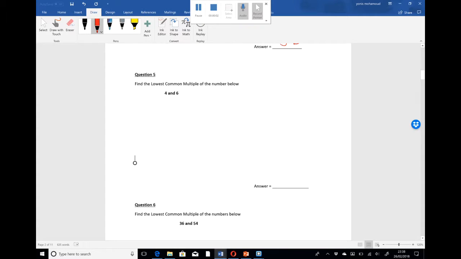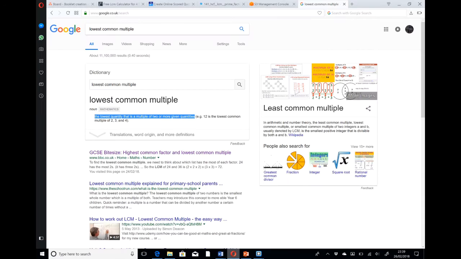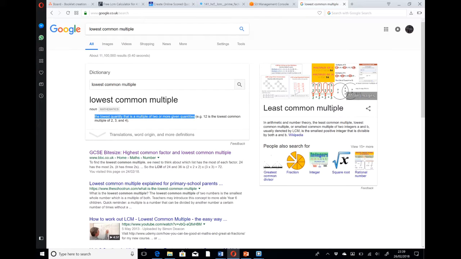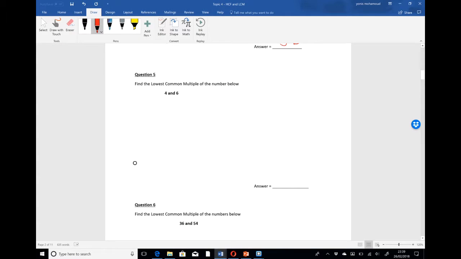Okay, so let's go to question number 5. Question number 5 is asking us, find the lowest common multiple of the numbers below. So what does that mean? The lowest common multiple is the lowest quantity that is a multiple of 2 or more given quantities. So we're given the numbers 4 and 6, and we're asked to find the lowest quantity that is a multiple of those two numbers.